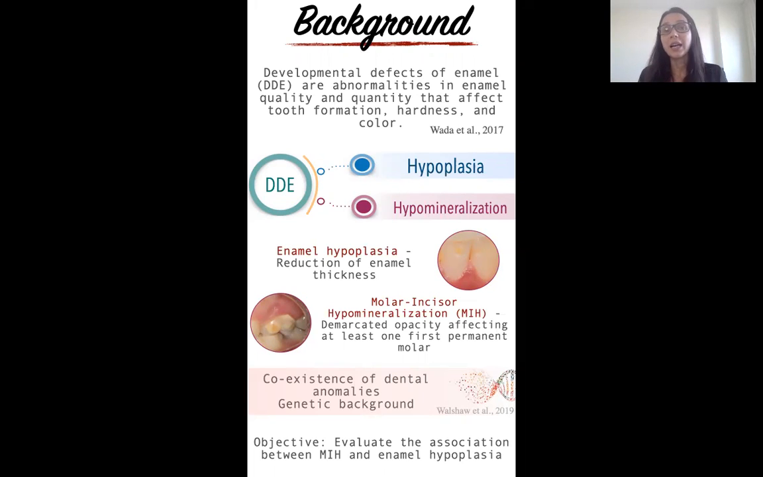There is no conclusive data in relation to the etiology of those defects, but amelogenesis is a process controlled by genetics. It is therefore reasonable to hypothesize that genetic variation could be associated with those developmental dental anomalies. There is an association pattern among several types of anomalies related to a genetic background, such as agenesis, microdontia, and tooth transposition. But there is nothing regarding MIH and hypoplasia so far. Thus, the aim of this study was to evaluate the association between MIH and enamel hypoplasia.